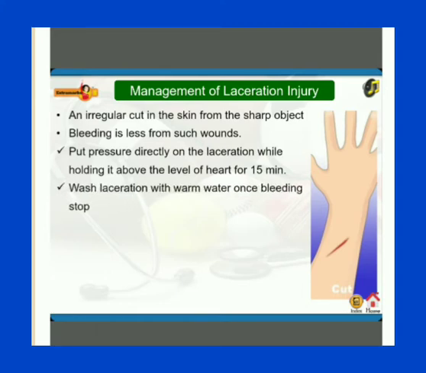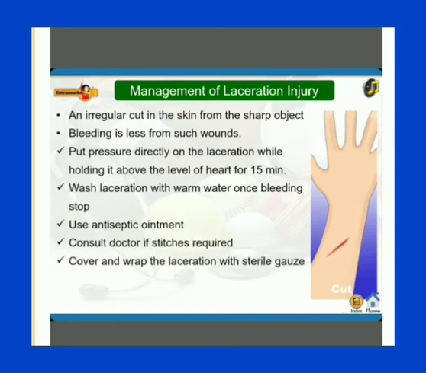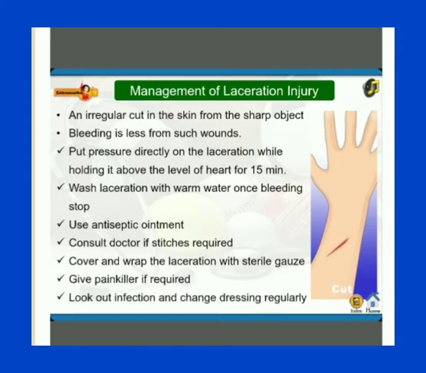Wash the laceration with warm water once bleeding stops. Use antiseptic ointment. Consult a doctor if stitches are required. Cover and wrap the laceration with sterile gauze. Give a painkiller if required. Look out for infection and change the dressing regularly.